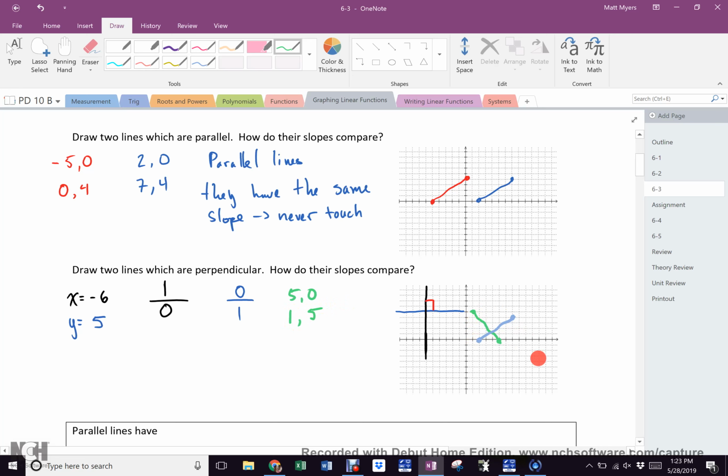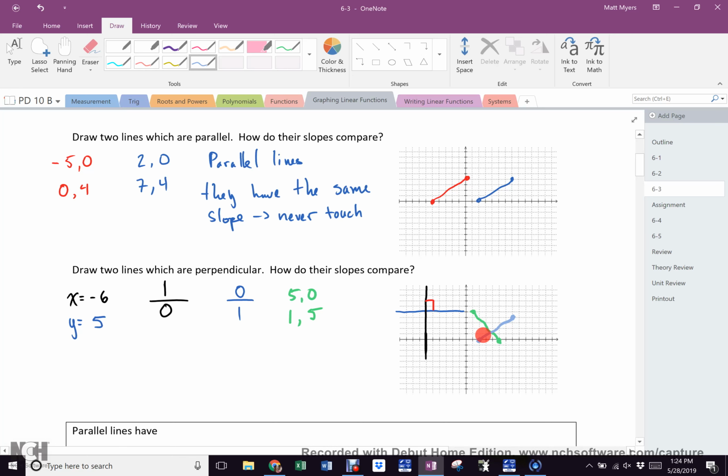Now, what do you notice about those two slopes? They cross, so they can't be parallel. What is the blue slope? Positive or negative? What is the green slope? Let's check what the slopes are. What is the blue slope? How far up did I go? 5. And how far to the right?